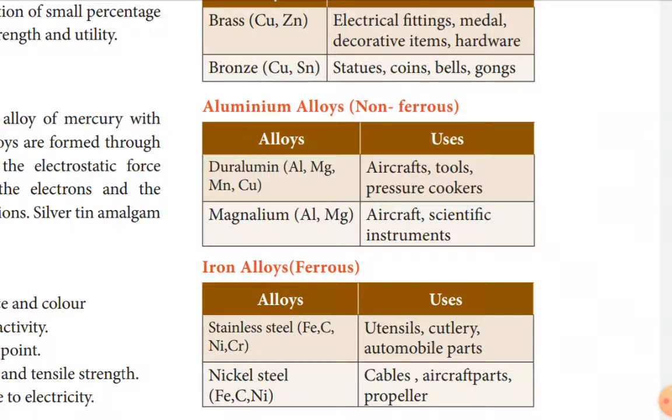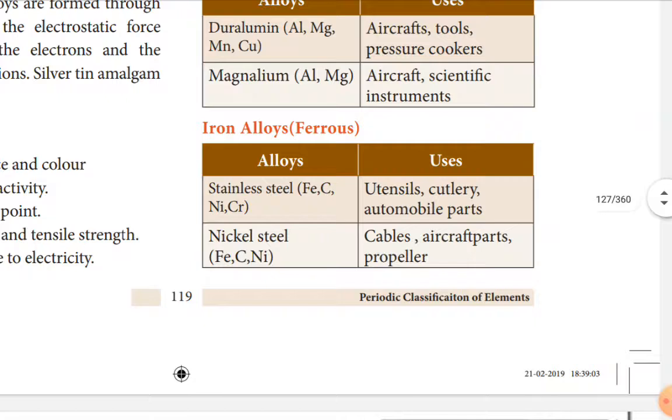Then iron alloy. This is a ferrous alloy because in an iron alloy, iron occupies the major proportion. So stainless steel: what are the components? Iron, carbon, nickel, chromium. In the manufacture of stainless steel, the non-metal carbon is also used. Iron, nickel and chromium are metals. Carbon is a non-metal. The non-metal is also mixed to prepare stainless steel.